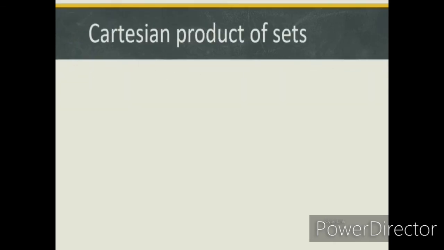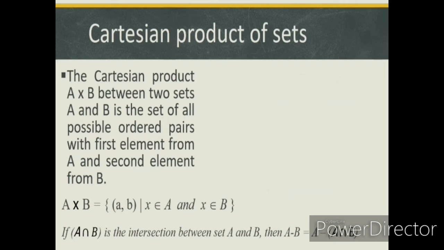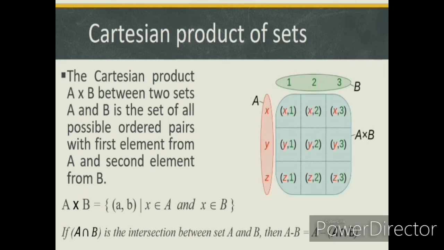The last set operation would be the Cartesian product of sets. The Cartesian product of A and B, A times B, between two sets A and B, is the set of all possible ordered pairs with the first element from A and the second element from B. The diagram illustrates that all you have to do is multiply the elements of A and the elements of B, and when you write the two, you separate them with a comma, since that would be the x coordinate and the y coordinate.